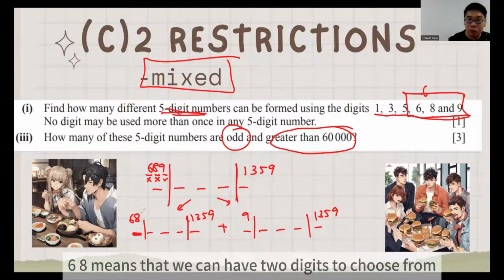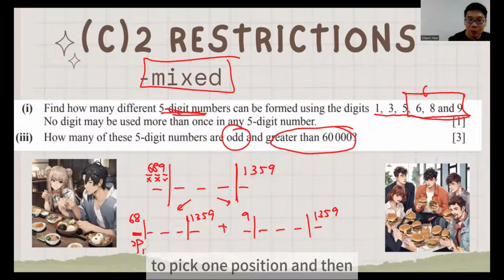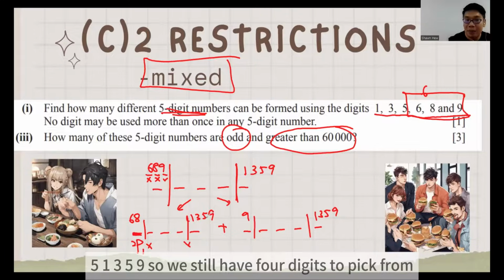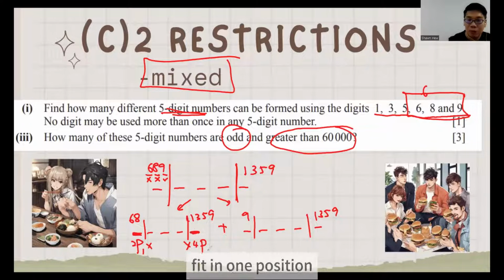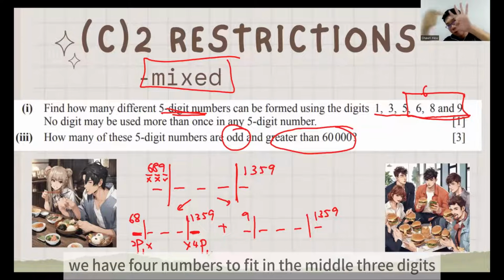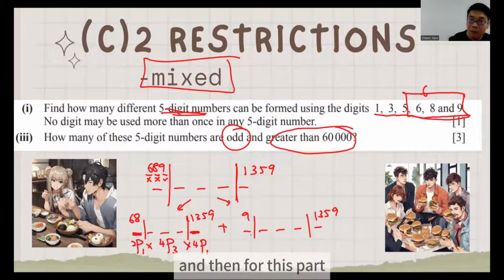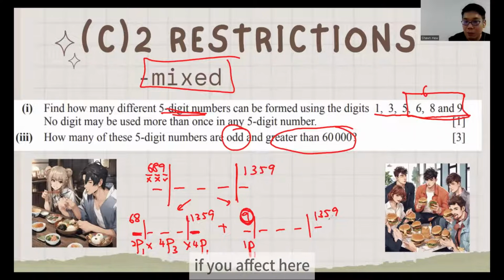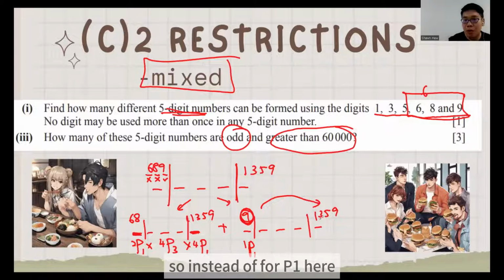6, 8 means that we can have 2 digits to choose from to pick one position. And then if we choose 6, 8 already, it won't affect this 1, 3, 5, 9. So we still have 4 digits to pick from. We want to fit in one position. And then out of the 6 numbers, we pick one front, pick one back. We left 4 numbers to fit in the middle, 3 digits. And then for this part, we count here as 1P1. And then if the first position already takes 9, it affects here, so instead of 4P1 here left 3P1.